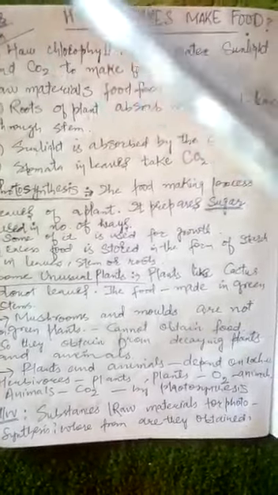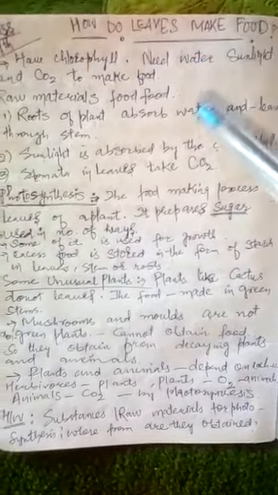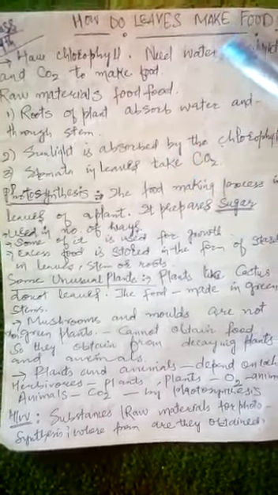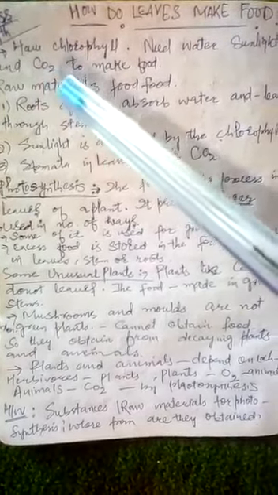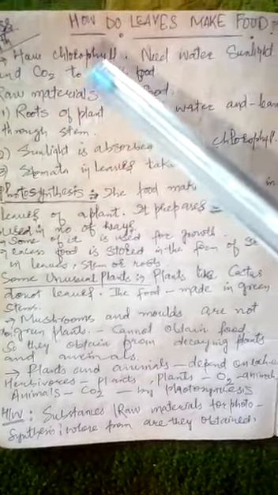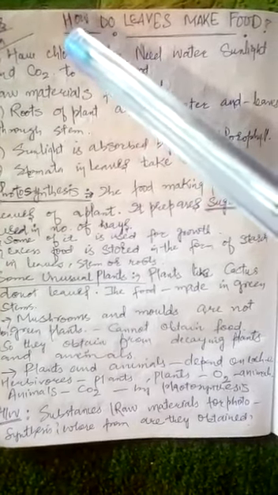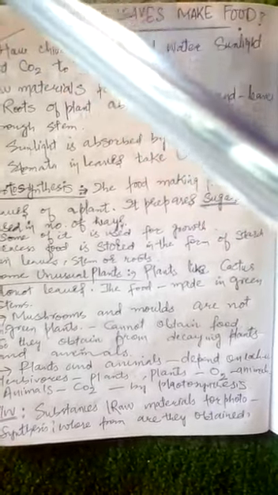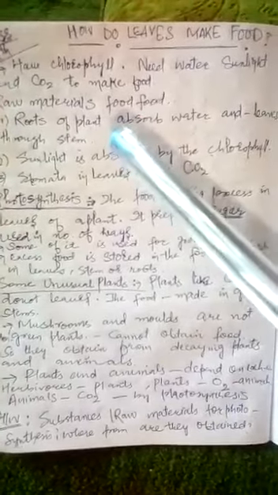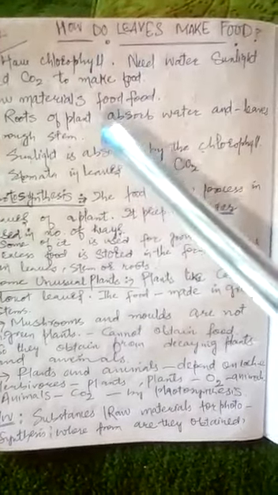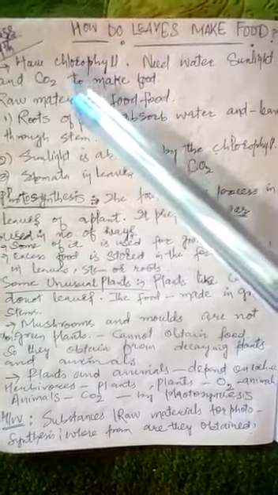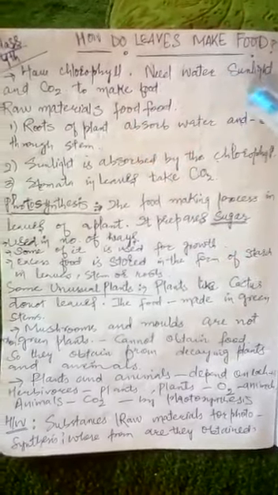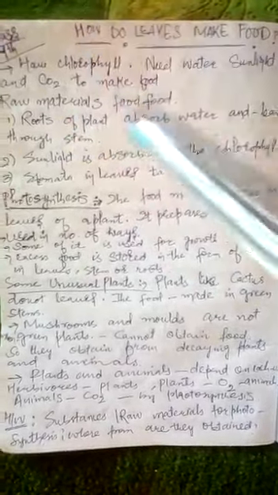Now students, today we will see how do leaves make food. How do leaves prepare food for the whole plant body? Students, leaves contain a pigment which is called chlorophyll. This chlorophyll is present in the leaves of a plant and it helps a plant to make its own food. Students, to make food, a plant or a leaf also needs water and carbon dioxide and also sunlight. It needs water, sunlight and carbon dioxide plus chlorophyll to make its food.